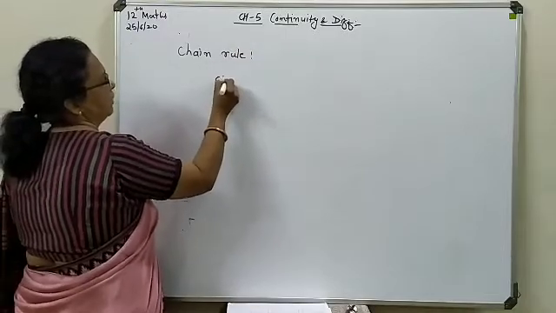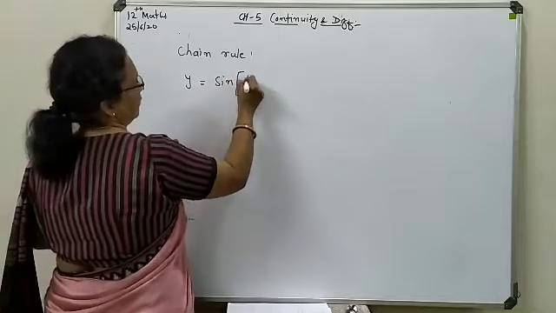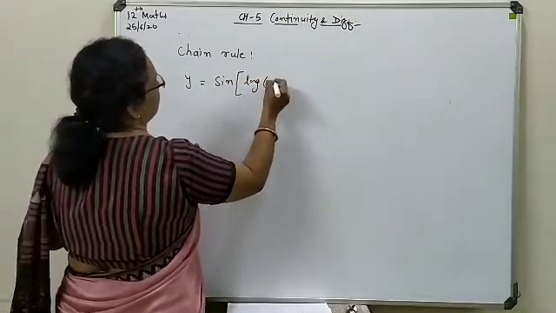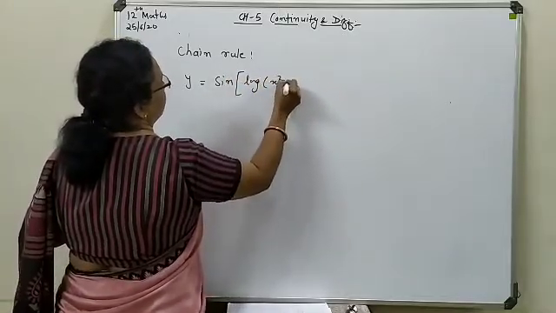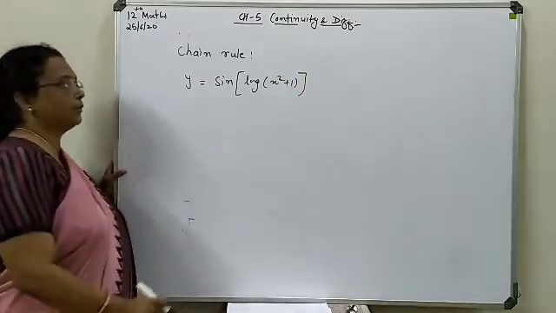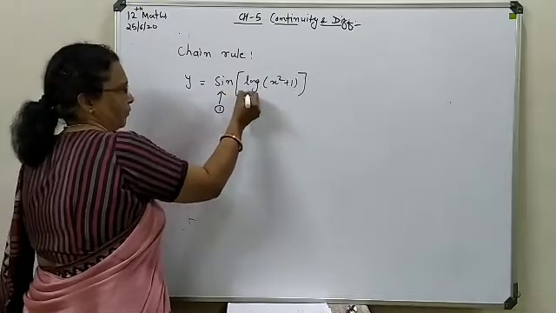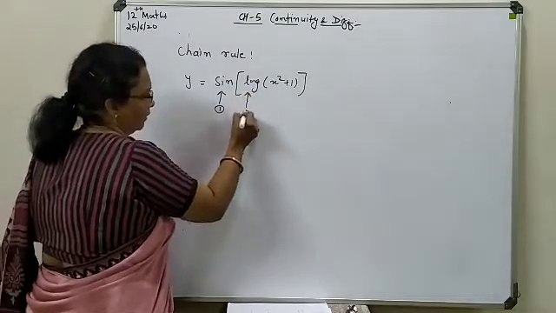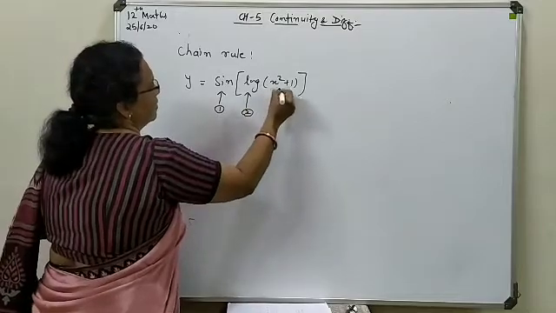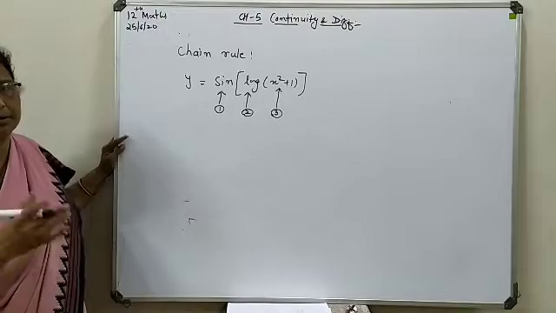Suppose we are having here sine, this is your y, log x square plus 1. Suppose this type of combination we are having. So here you can see sine is the first function, log is the another one, and this is the third one. So how to differentiate it?